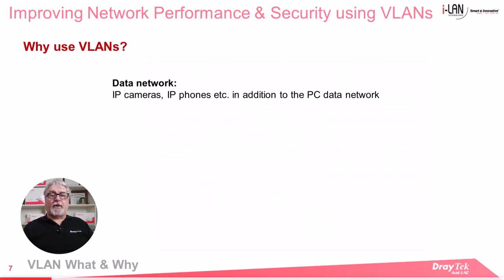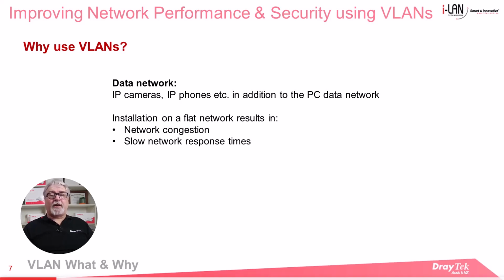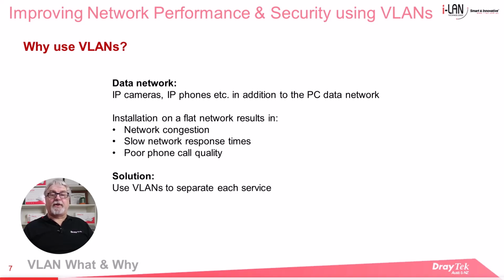In a larger network, you often have IP cameras, IP phones and so on, in addition to the PC data network. In many cases, if all these devices are installed in a flat network, that is everything on the same subnet, you'll often see network congestion resulting in slow network response times as well as poor phone call quality. The solution is to separate each of these services by using VLANs.